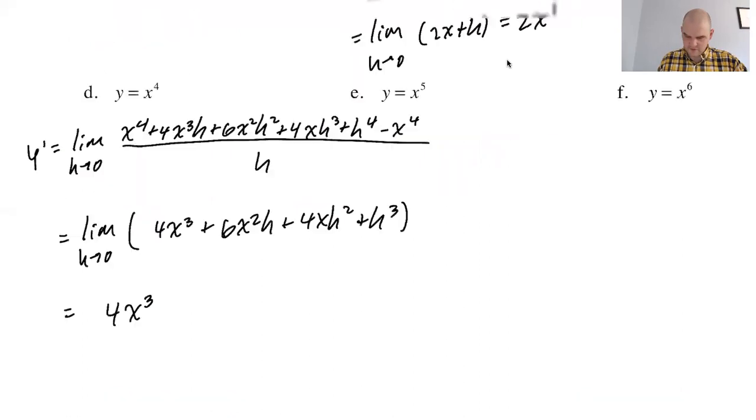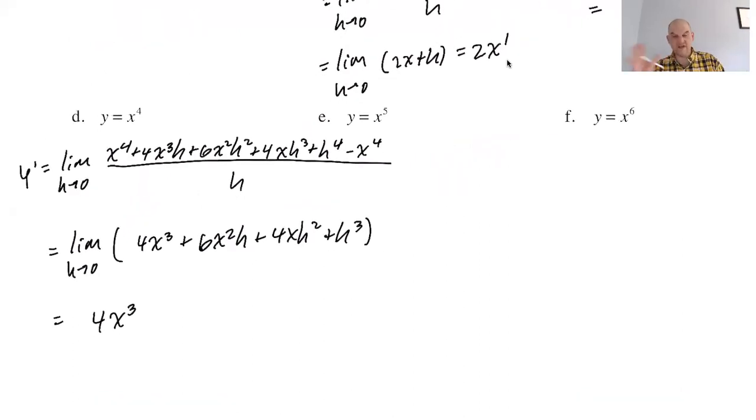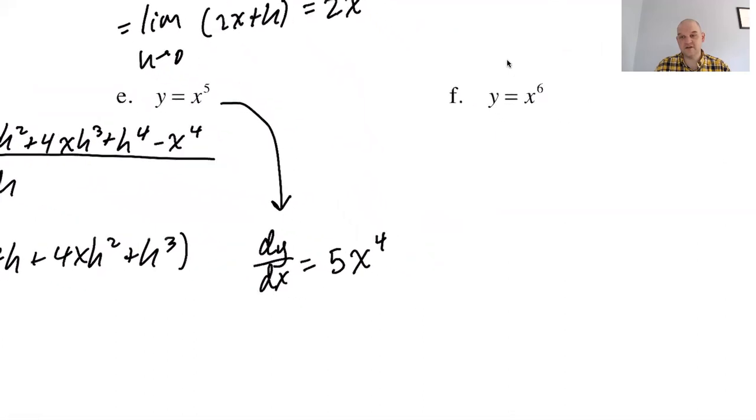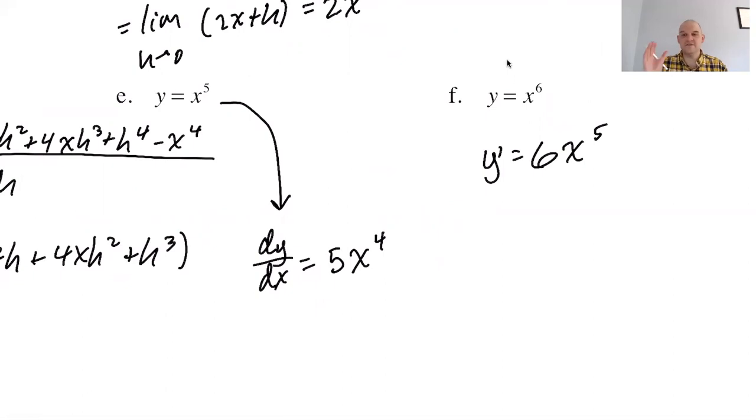4x cubed. The derivative of x to the fourth was 4x to the third. So it looks like the exponent becomes a coefficient, and then you subtract 1 from the exponent. So I'm thinking that here, dy dx, or y prime, should end up, I'm going to bring the exponent down and then subtract 1 from the exponent. And if you check on your calculator, you will see that that is correct. Here, y prime will be bring the 6 down and subtract 1 from the exponent. And if you check on your calculator, you will see that that is correct.